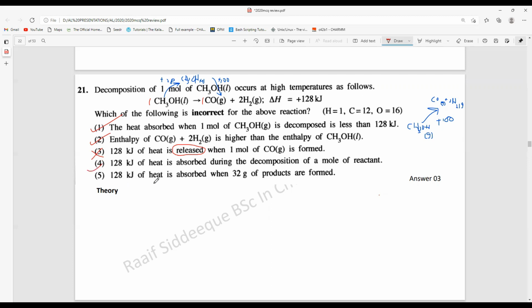128 kilojoules of heat is absorbed when 32 grams of products are formed. So it is typical that you can calculate. So here 1 mole, here 2 moles. So 1 mole carbon monoxide is 28, so 1 into 28 is 28 grams plus 4 grams, 32 grams. So this is also correct. So the answer 3 is wrong here. Okay, so try to understand this.